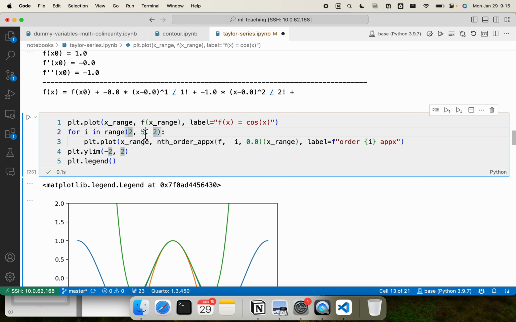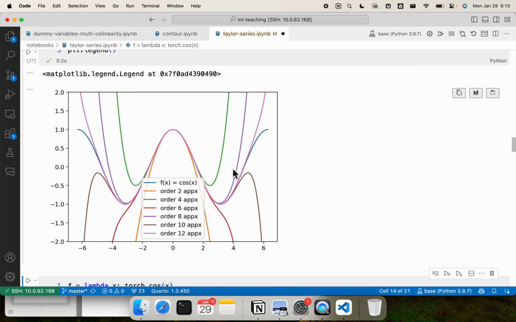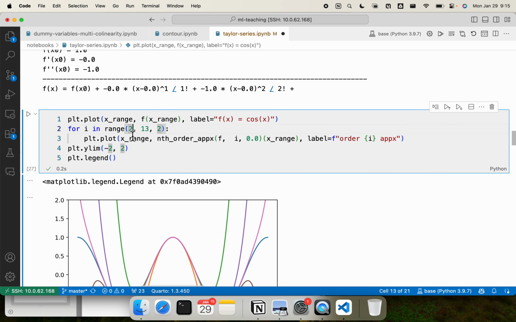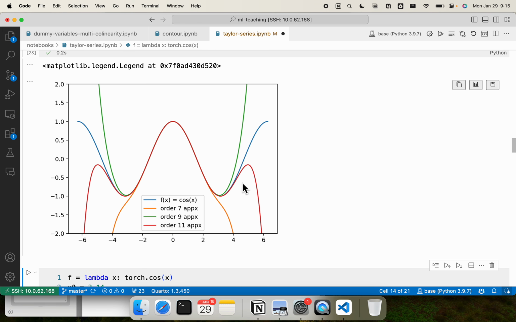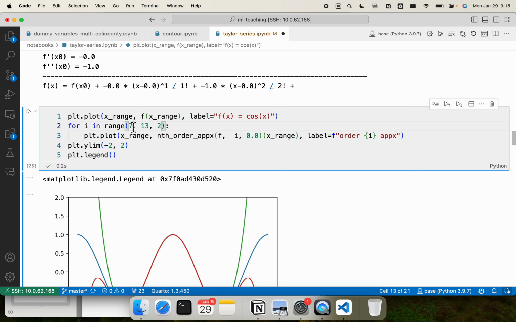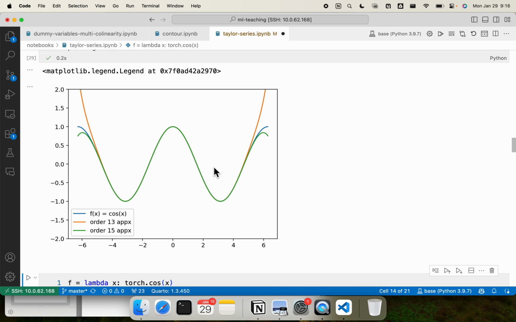If we look at much more terms, let me just change this to make it slightly easier to understand. So if you now look at the order 11th term, you can see that it's almost got this entire shape correct, and quite far, very close to minus 2 pi also it's able to more or less get it correctly. If you want to take this much further, now you can see that the order 13th and the order 15th term are fairly accurate.